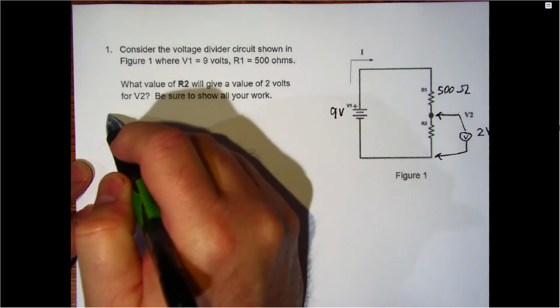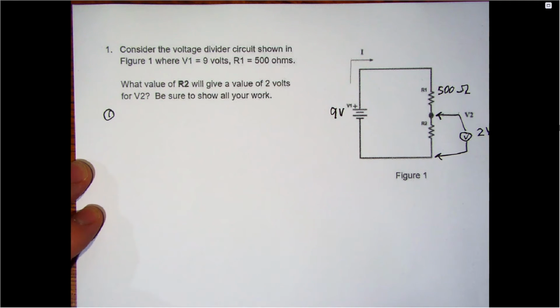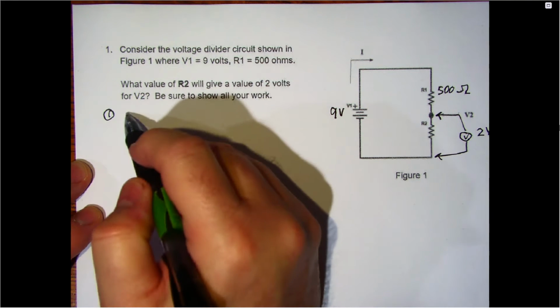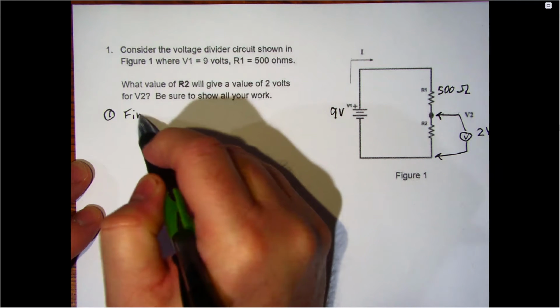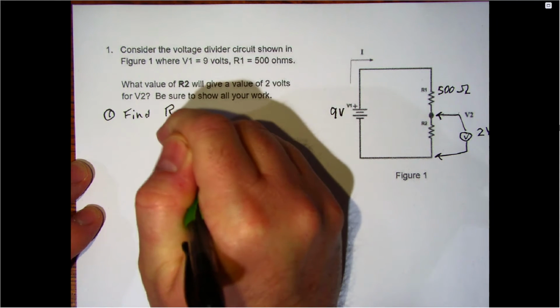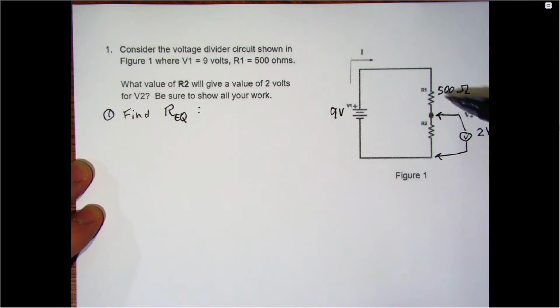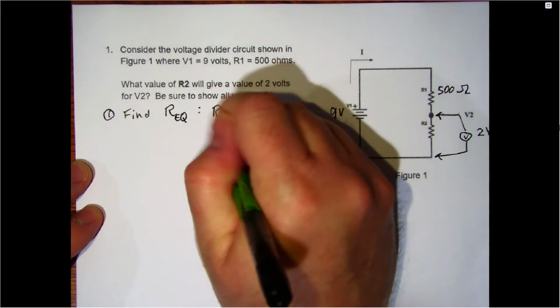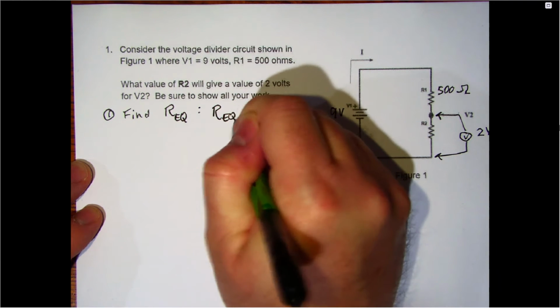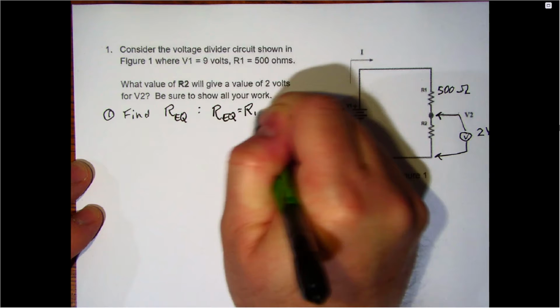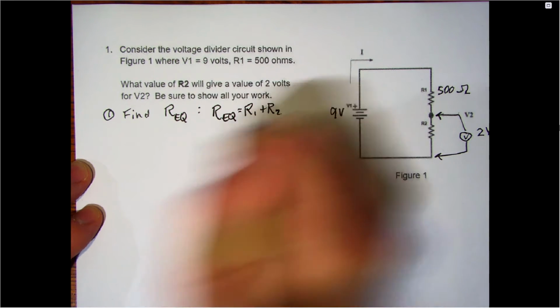So let's do the first thing. This is usually what we do for every problem. We find the equivalent circuit, and we can just by inspection see that these are two resistors in series. So we know that our equivalent resistance is R1 plus R2.